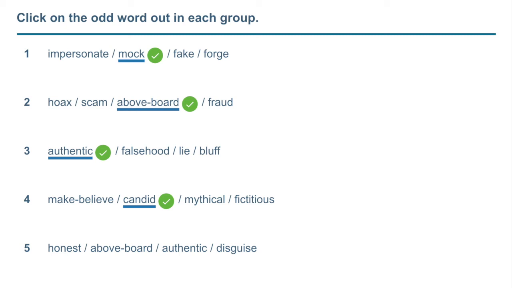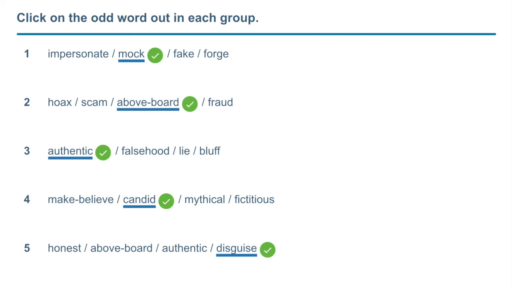And then 5, honest, above board, authentic, and disguise. Yeah, disguise is the one that doesn't belong in the category, because to disguise is basically opposite to being honest or authentic or above board, so it's the one that shouldn't be here.